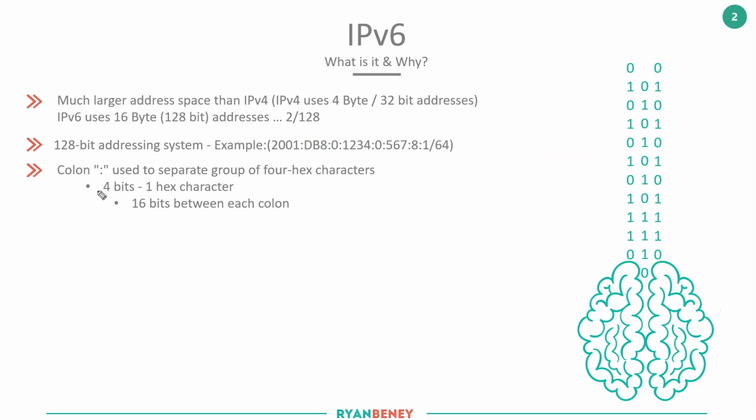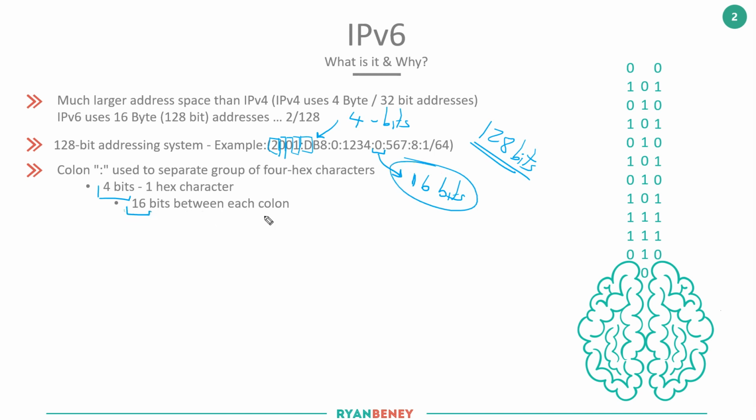So there are 4 bits in a single hex character. Every single number here, or character like a D, is 4 bits. If you add up each of these, you again get 128 bits. That's assuming that where there's only a 1 represented, there's actually going to be 4 in there. So in total, there are 16 bits between each colon.